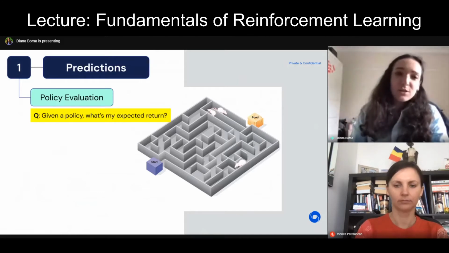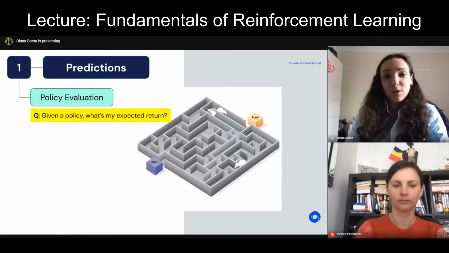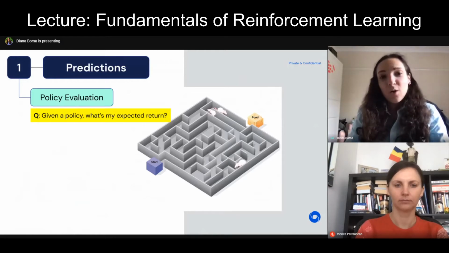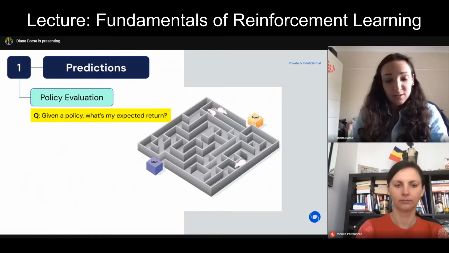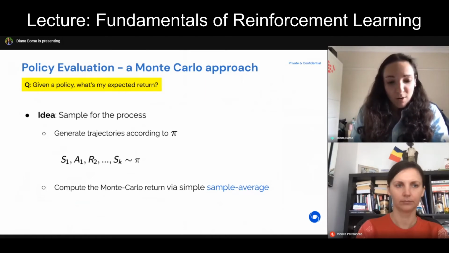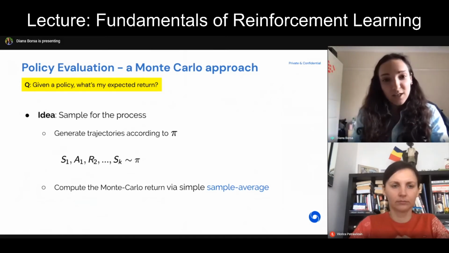Policy evaluation basically wants to answer the following question: given a policy, what is my expected return under this policy? If I were to go into the environment and execute this policy, what am I expected to get? Probably the most trivial or naive solution you can think of is to just sample trajectories in the environment, see what the return is on those trajectories, and do a sample average to get an estimation of the return.